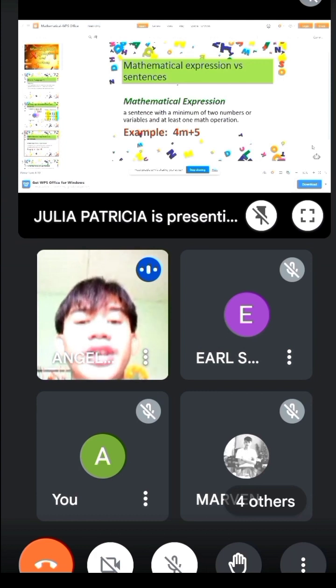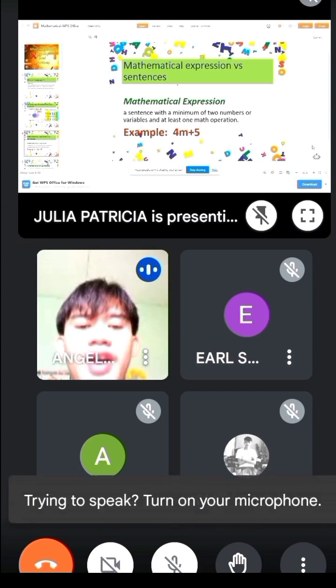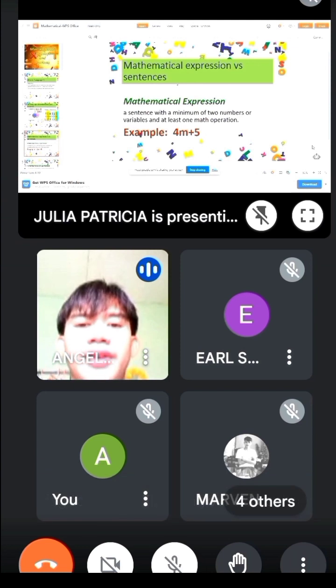So as you can see, it consists of two terms and only one operation, that is addition. 4 stands for the coefficient, m stands for the variable, plus stands for the operation, and 5 stands for the constant.